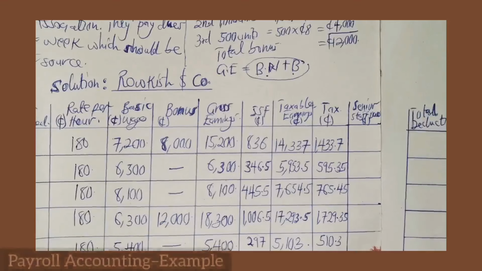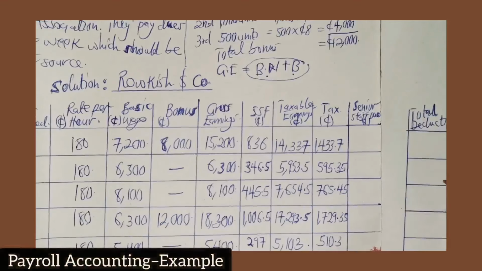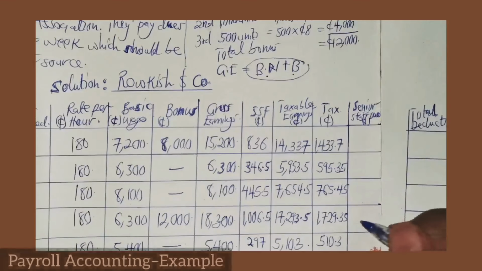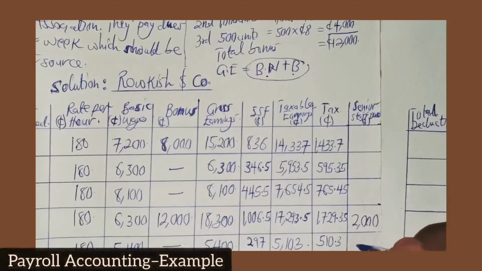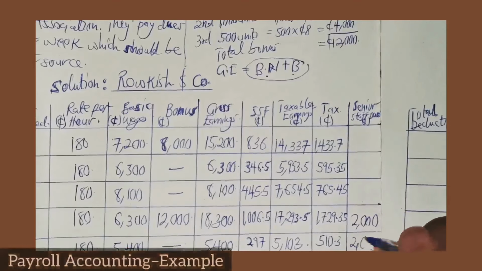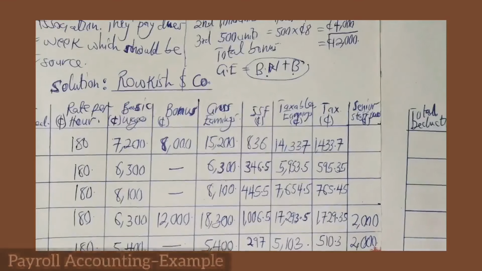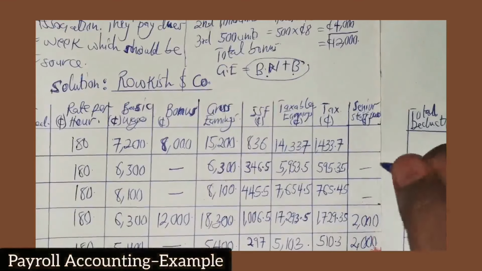So it's only 3P and KB. So I'm going to record 2,000 for 3P and 2,000 for KB. That is all. The rest are not part of it.